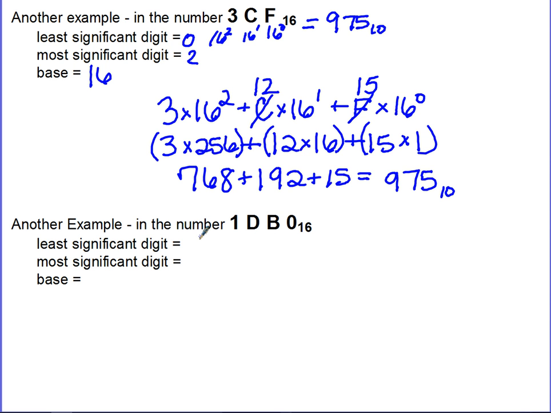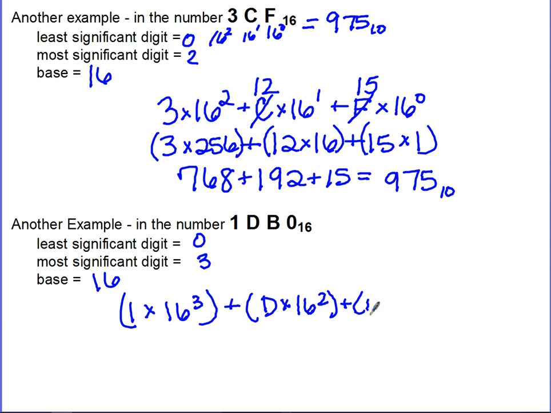Here I'm going to have to go one extra exponent. So I get 1 times 16 cubed plus D times 16 squared plus B times 16 to the first plus 0 times 16 to the 0 power. So if I think about it, I'm going to now multiply 256 times 16 again. So I get 1 times 4096.